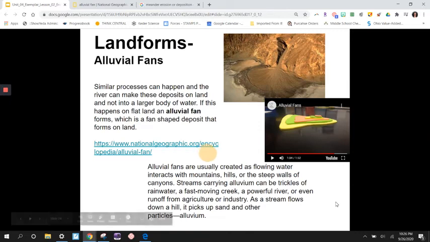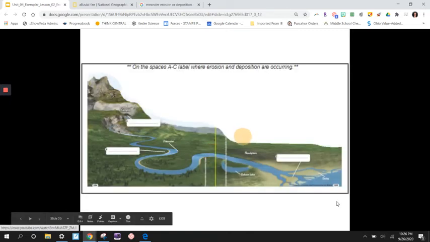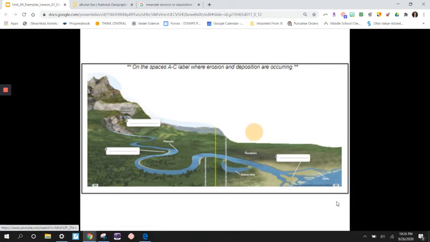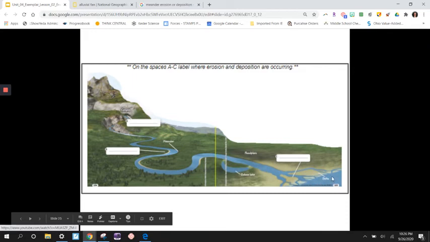So you have a picture like this on your notes. It points out a lot of the different things that we just talked about during this lesson on stream erosion, deposition, landforms. There are 3 areas for you to label. So A here is pointing to the canyon, B is pointing to the meander, and specifically the inside of the meander, and C is pointing down here to the delta. And what it's asking you to do is label whether they were created by erosion or deposition.